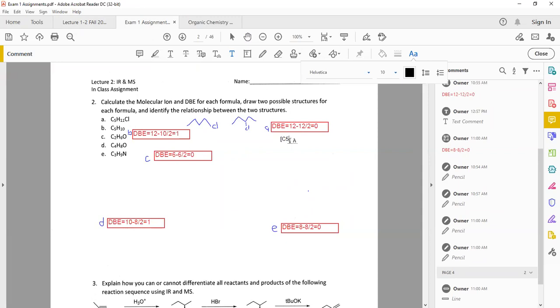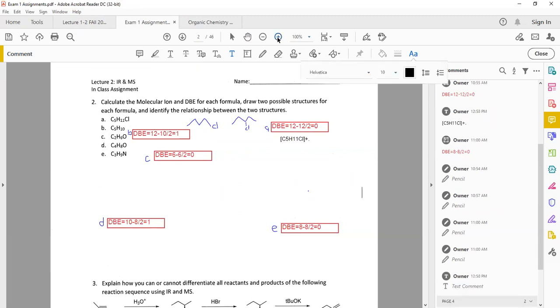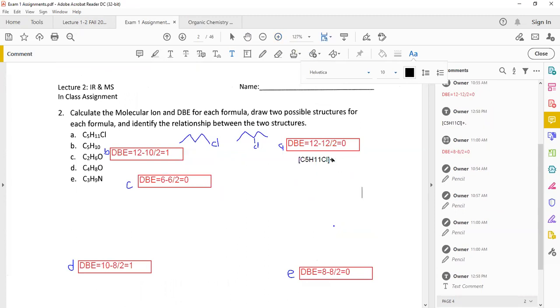Because I don't know exactly which one is correct, I just use the molecular formula with the brackets. So I use 5 carbons, 11 hydrogens, and a chlorine, okay? Then I close my bracket and I need to put the positive sign and a dot for the radical. That is the molecular ion.